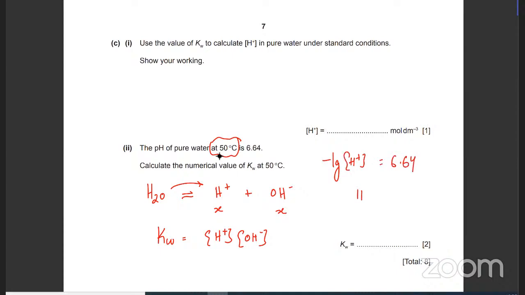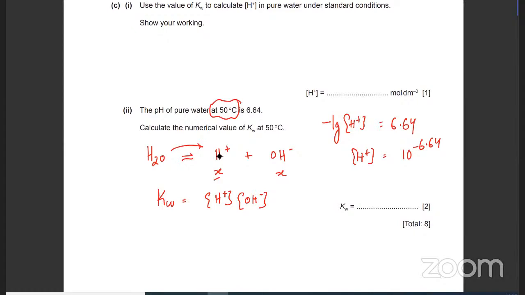So what is H+ concentration according to that? That's going to be 10 raised to the power minus 6.64. So basically 2.291 into 10 power minus 7. So basically we know what X is, right? And OH ion will also have exactly the same concentration because it is pure water. So the amount of the two ions would be exactly the same. So it's just 10 raised to the power minus 6.64, and that's going to be squared. So what is Kw now?